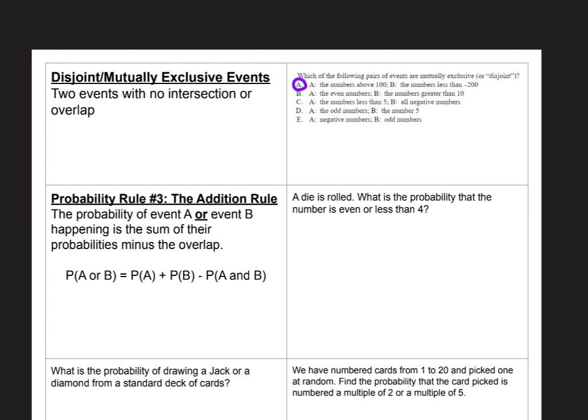Numbers less than 5 and all negative numbers. Well, numbers less than 5 could be negative, so those are overlapping. D is odd numbers and the number 5. Well, 5 is an odd number, so those are overlapping, so those can't be mutually exclusive. And then lastly, negative numbers and odd numbers. Well, you can have a negative number that is an odd number, so those are overlapping. So that's why A is the correct choice. Those are the only pair of events that are mutually exclusive.